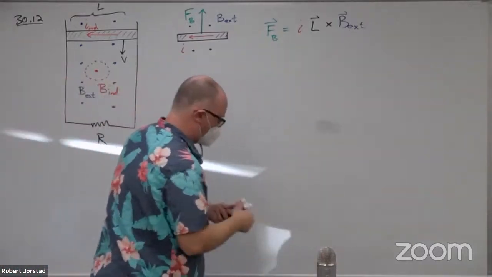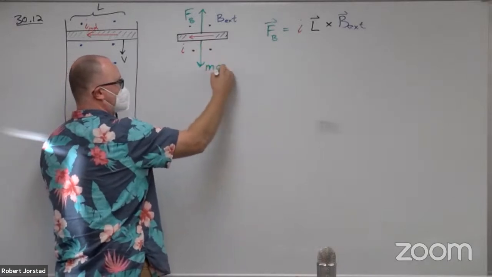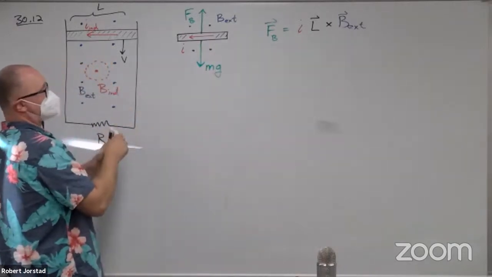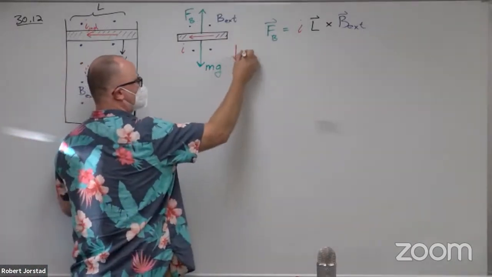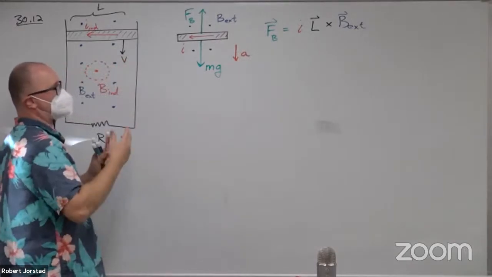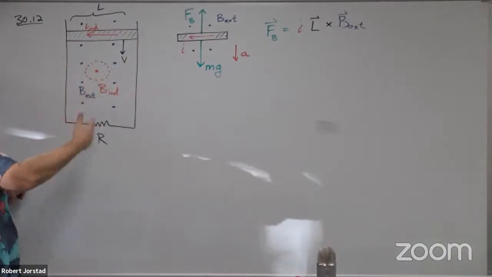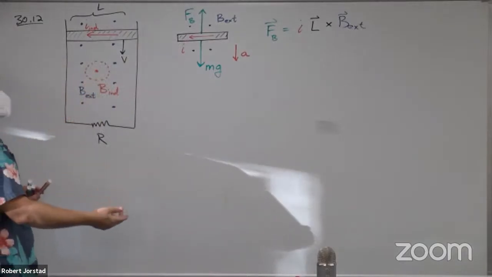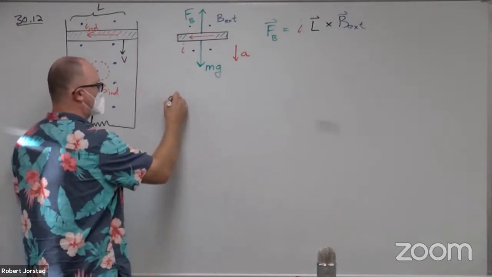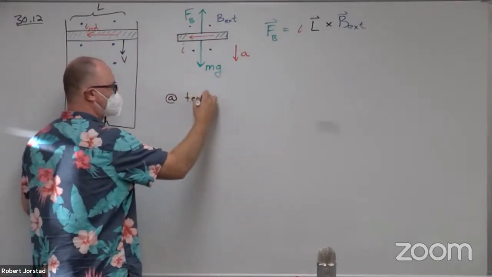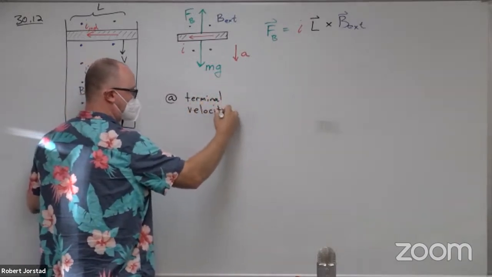So the claim is there's a force down on this thing, mg. Which direction should it accelerate initially? Downwards. But as it goes faster and faster, you induce more and more current because you change the flux more and more rapidly. And eventually these should balance out. So at terminal velocity, what is the acceleration?